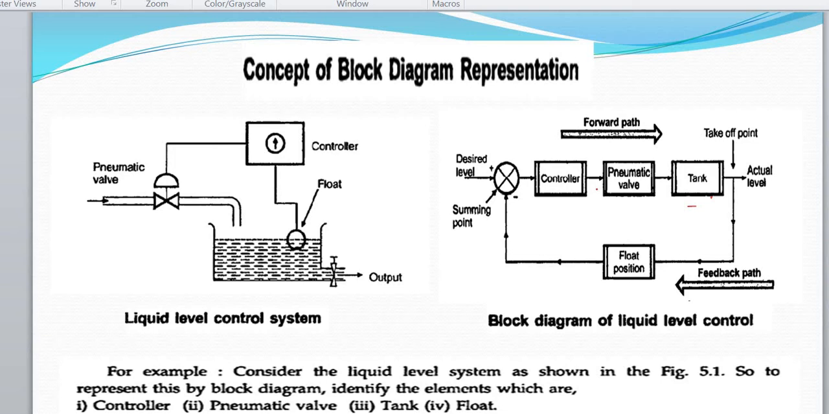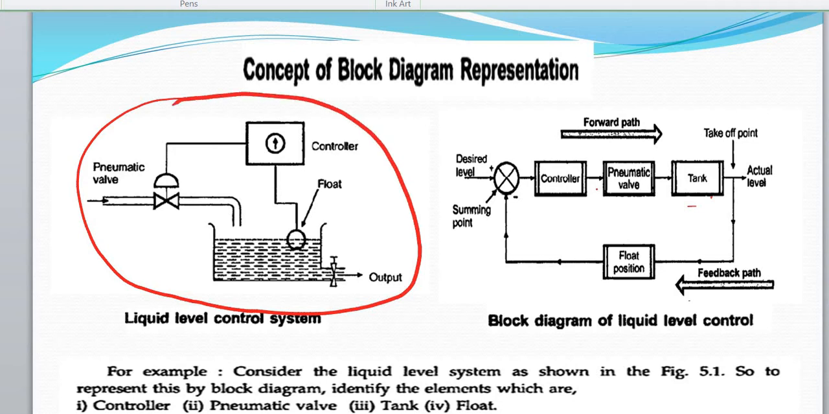In this video lecture, I will be covering the concept of block diagram representation and reduction of block diagram into simple or canonical form to obtain the transfer function of a control system. As you can see in the figure, this figure represents a liquid level control system.